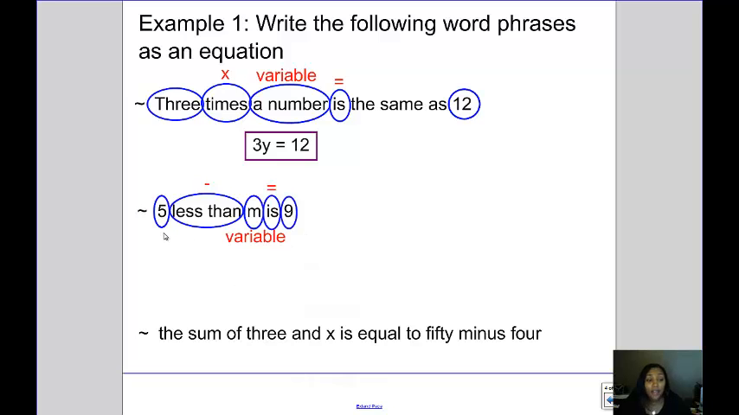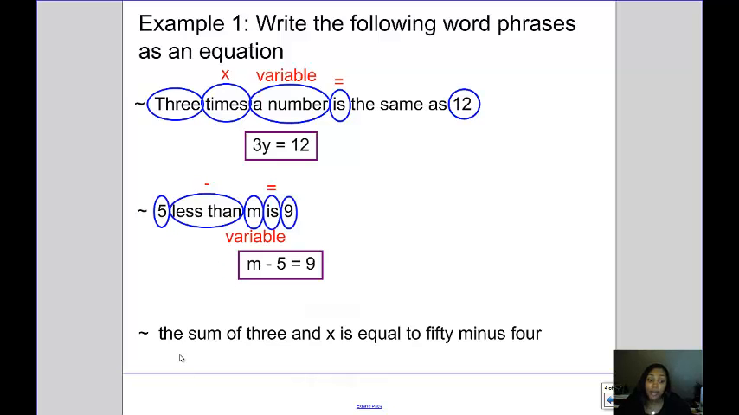So we have 5 less than m is, and is means equal. So 5 less than m equals 9. And we know that with less than, the m would come first and the 5 would come second in our subtraction problem. So our equation will be m minus 5 equals 9.